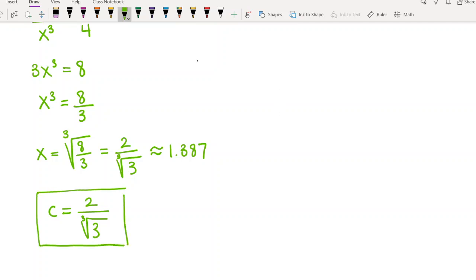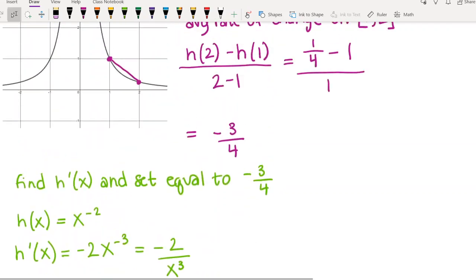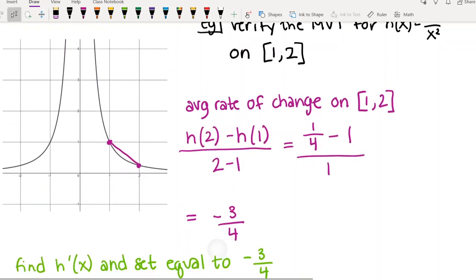So going back up to our picture, we had 1.387, so that means that slope is going to happen somewhere a little closer to 1 than to 2, so something like maybe here.